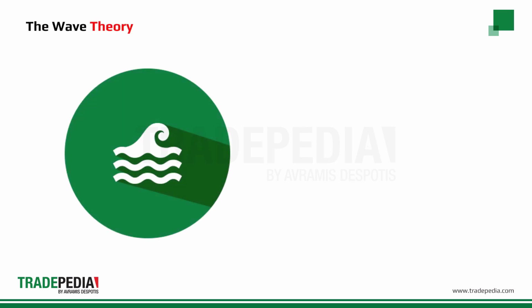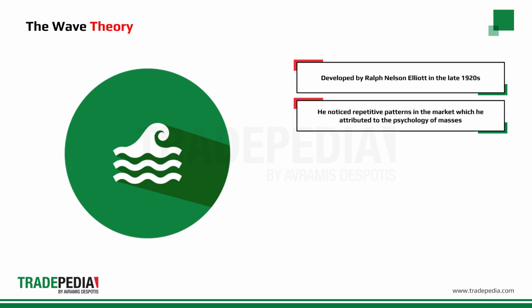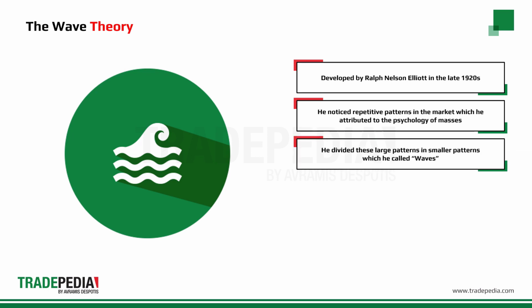Elliott wave theory was developed by Ralph Nelson Elliott in the late 1920s. After examining 75 years of stock market behavior, he noticed repetitive patterns in all different time frames, which he attributed to the psychology of masses. He divided these large patterns in smaller patterns, which he called waves.